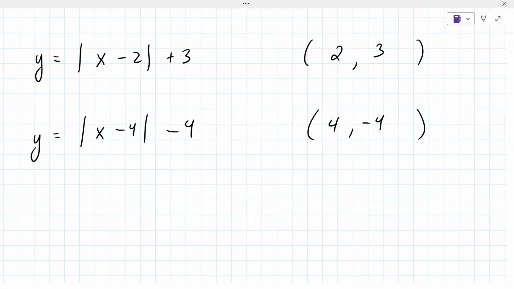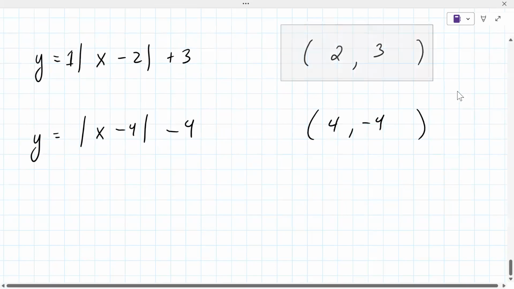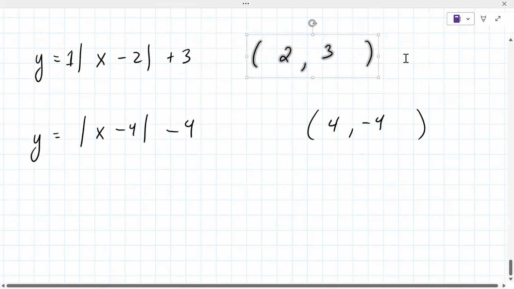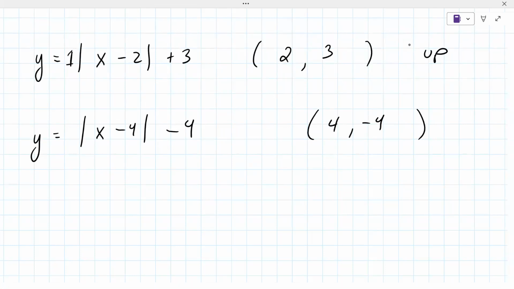Okay, now we're going to add a little bit more information to this. Let's say, I haven't been writing it, the number in front here, that number in front when it's not written is 1. If that number in front is positive, it opens up. If it's like -1, it opens down. So this number in front tells you whether it opens up or down.